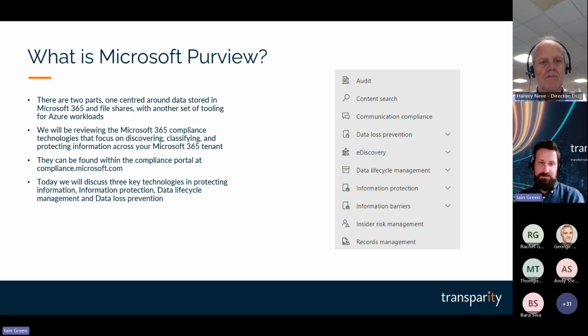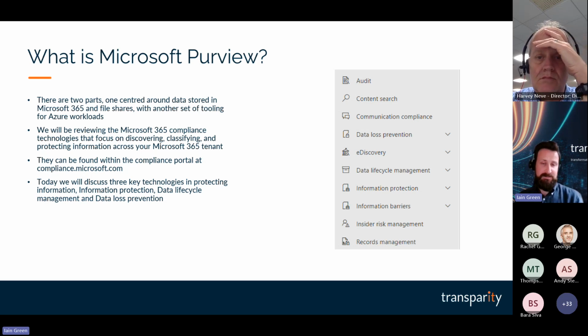If you've been in the portal, you might have seen that screenshot that I've got just there on the right-hand side. That can be found on the portal at compliance.microsoft.com. And there's a whole raft of technologies within there. But today, really, we'll be looking at three key technologies in how you can protect your information. Those being information protection, data lifecycle management, and insider risk management. So we'll be looking at how those three technologies work, and then how they'll all fit together.